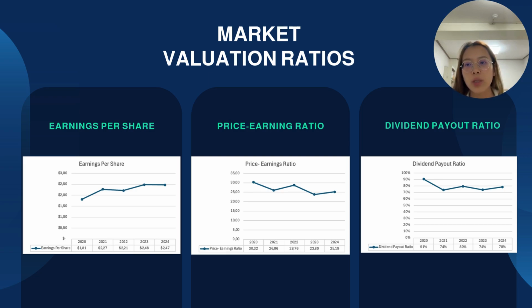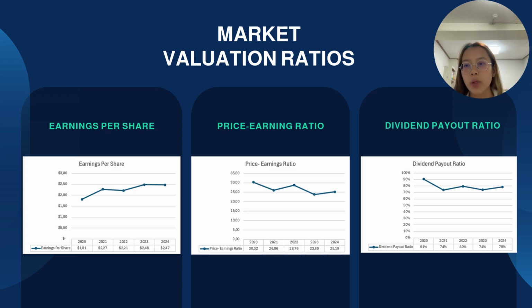Next is price earnings ratio. It shows how much investors are willing to pay for $1 of earnings. The price earnings ratio shows a general downward trend from 2020 to 2023, falling from 30.32 to 23.80, indicating reduced investor confidence or slower earnings growth. A slight rebound in 2024 to 25.19 may suggest improving expectations. The volatility over these years reflects changing market sentiment or earnings fluctuation.